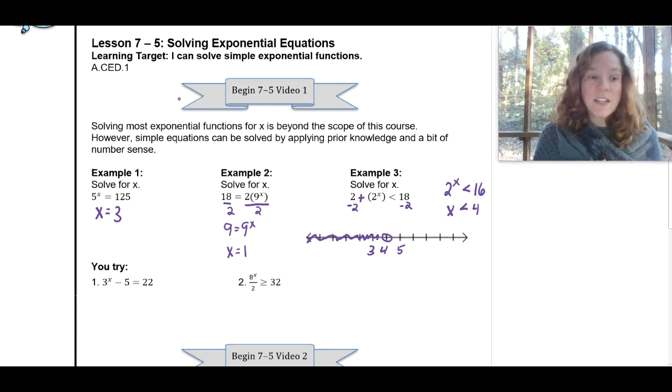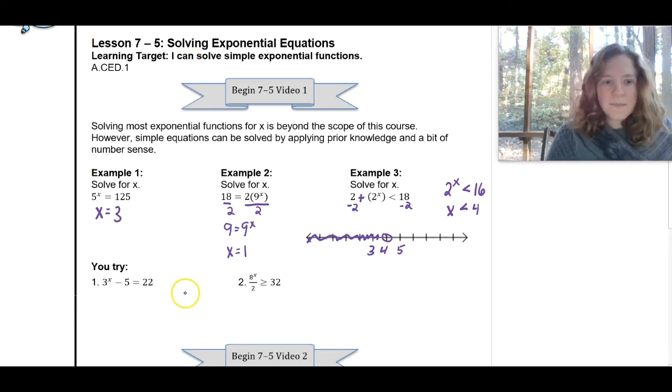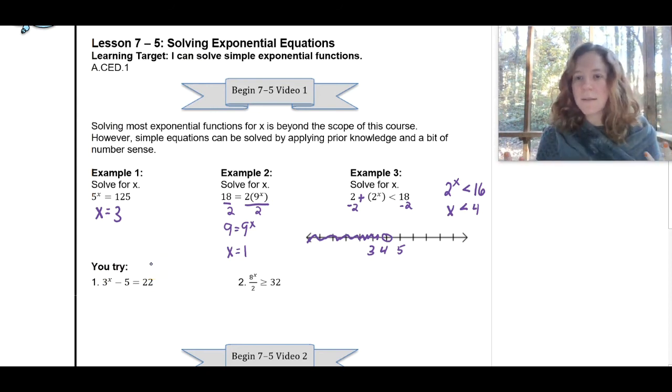All right, I will see you in just a second for video 2. But before you start that, please try these U-tries and just make sure you've really got it. Sometimes with these easy things, you assume you know it, and then you can't do it when it comes to mastery check time. So make sure you understand, and then I'll see you on video 2.